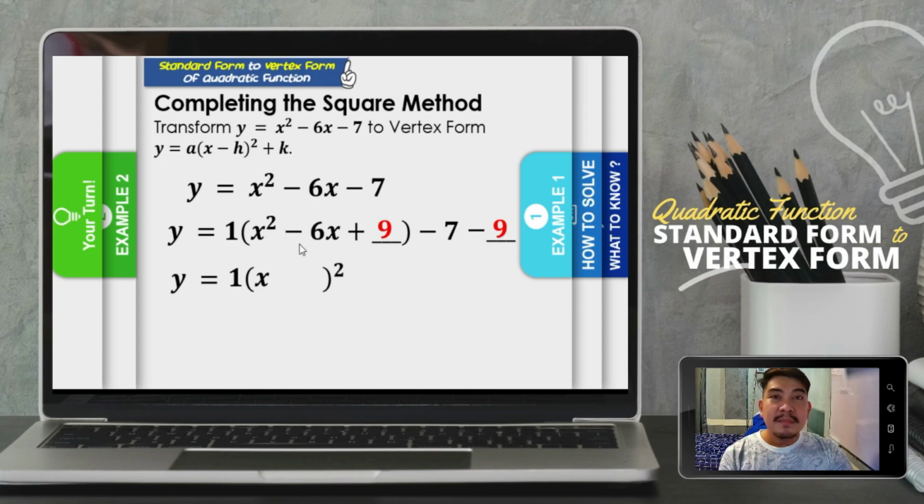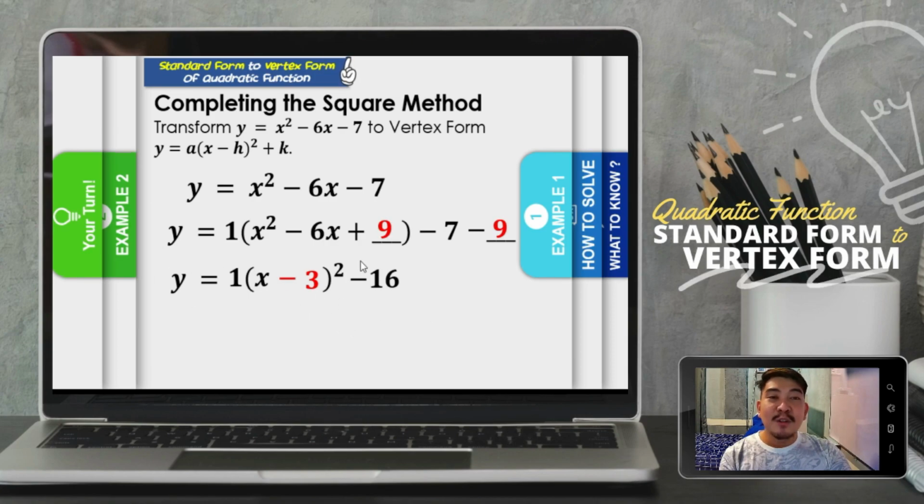Then we copy the sign of the middle term or the linear term. So that will become minus. And then to get the last term of the binomial, we need to get the square root of the last term of the perfect square trinomial. So the square root of 9 will be 3. And then square it. Then, we need to simplify or combine negative 7 minus 9. So negative 7 minus 9 will give us negative 16.